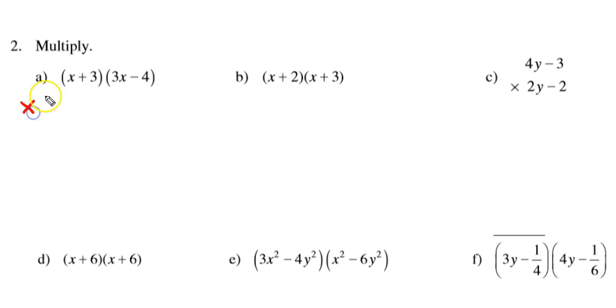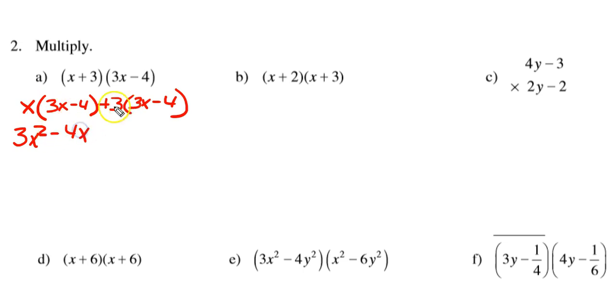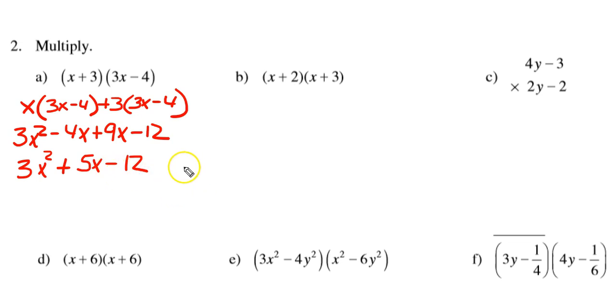We'll take the x and multiply it by this, 3x minus 4, and then the 3x minus 4. So here we get 3x squared minus 4x, and this will be plus 9x minus 12. And then we look for like terms, and the two terms in the middle are like terms. So we get 3x squared plus 5x minus 12. So this is one way to do it.